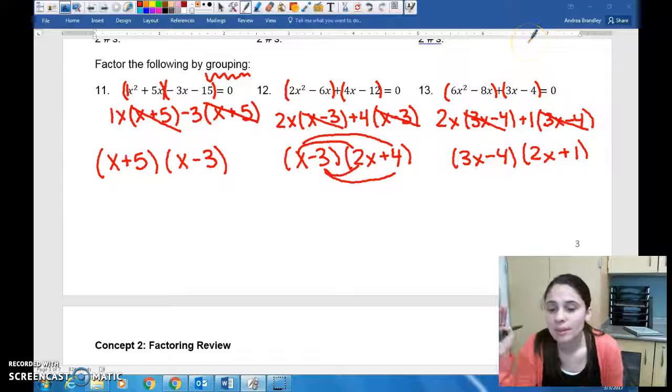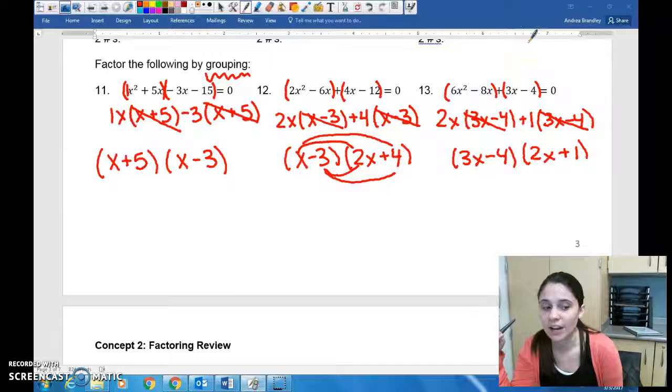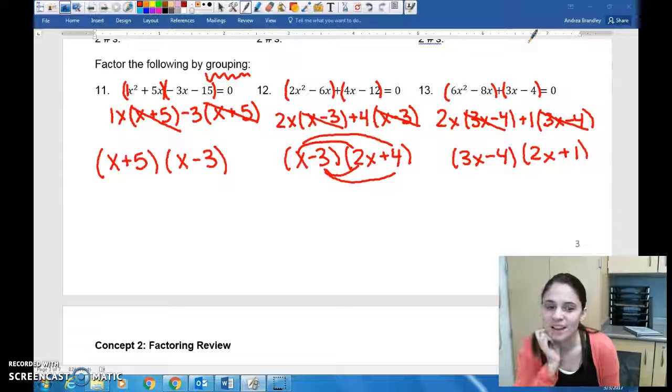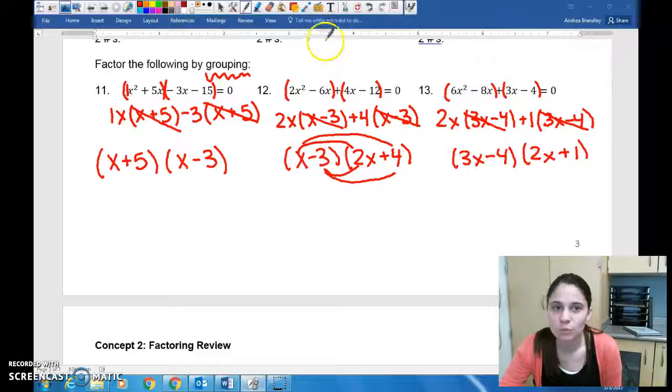So these are all of the basic skills that you need to be able to factor, and this should help you be able to do everything you need to do on your assignment. So go ahead and make sure that you do your 8.1 assignment if you haven't already. And that is everything for Concept 1 of Unit 8.